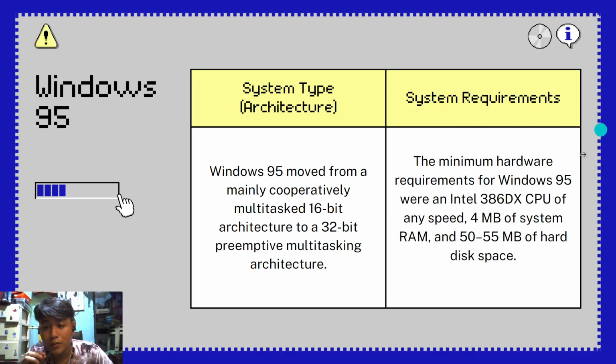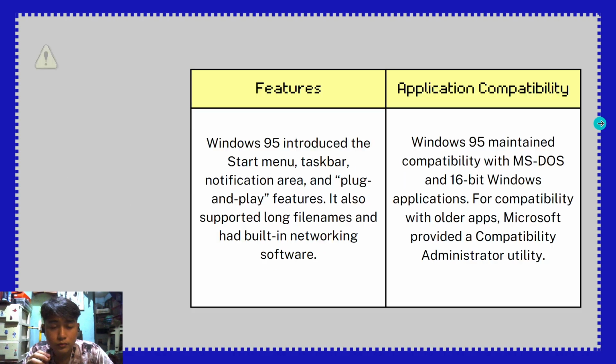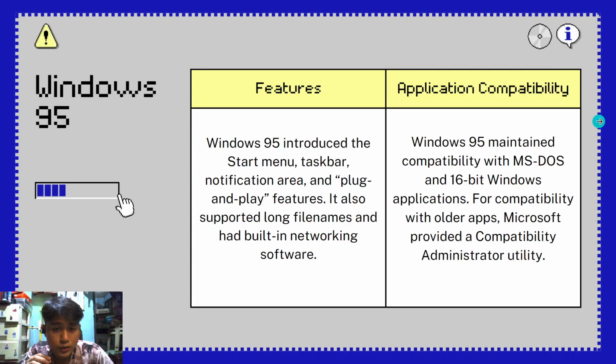So the minimum hardware requirements for Windows 95 were an Intel 386DX CPU of any speed, 4 MB of system RAM, and 50 to 55 MB of hard disk space. As for the features of Windows 95, it introduced the Start menu, taskbar, notification area, and plug-and-play features. It also supported long file names and had built-in networking software.